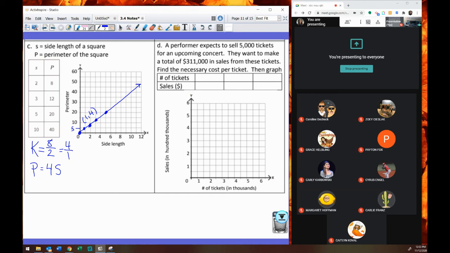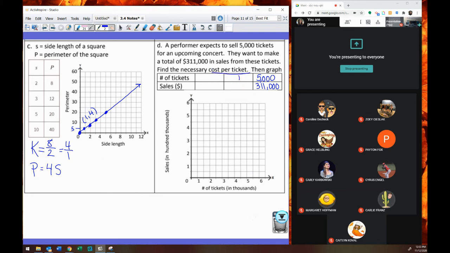And then in the last one, we have that a performer expects to sell 5,000 tickets for an upcoming concert. So 5,000 is a big number, so I'm just going to put it here. They want to make $311,000 from selling that many tickets. What is the cost per ticket?